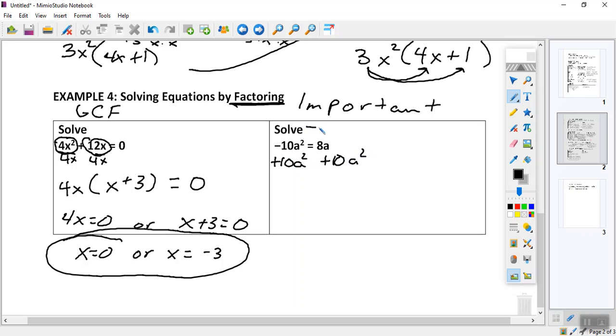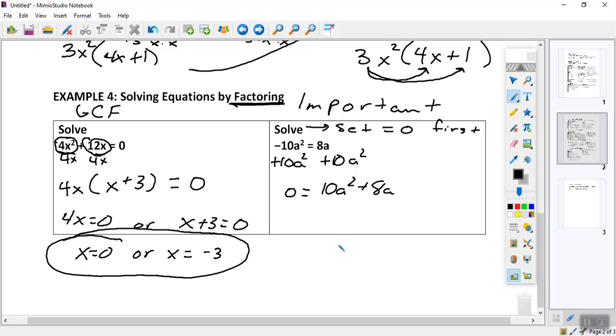Okay, this one here is a tricky one. You've got to set equal to 0 before you can do anything. Set equal to 0 before you can do anything. Now, guys, when I add 10a squared to the left, what's that equal over here? So this would become positive 10a squared plus 8a. Now we've got a factor, friends.